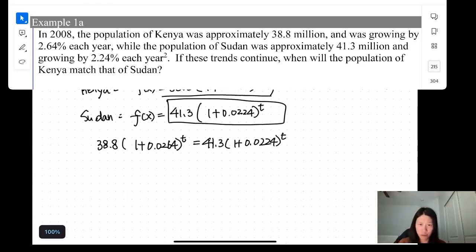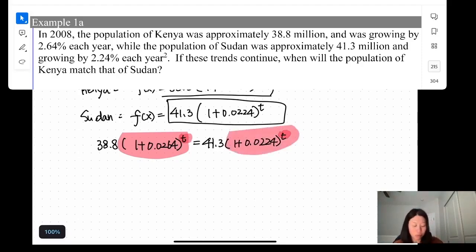What's your first approach? Well, I want to merge everything that's similar on one side and the other things on the other side, because we're trying to solve for t. So I'm trying to move everything related to t to one side. What is related to t? Since t is the power of these parentheses, I want to move this part and this part to one side. That means I'm trying to get rid of the numbers.